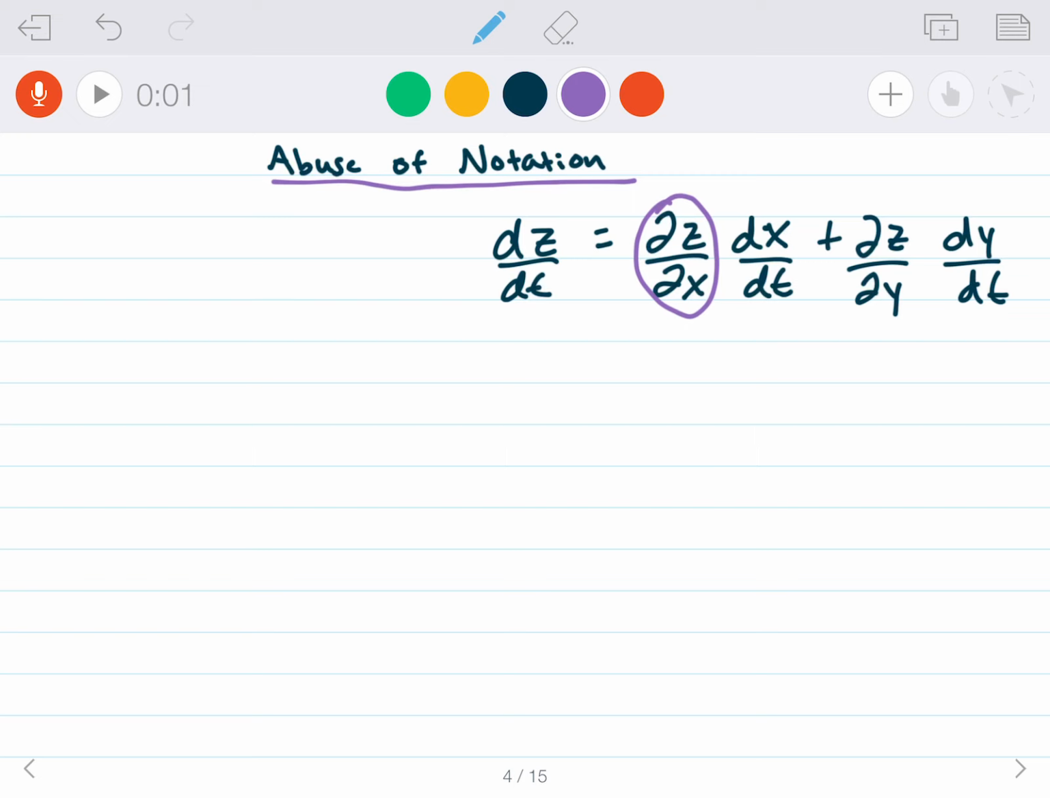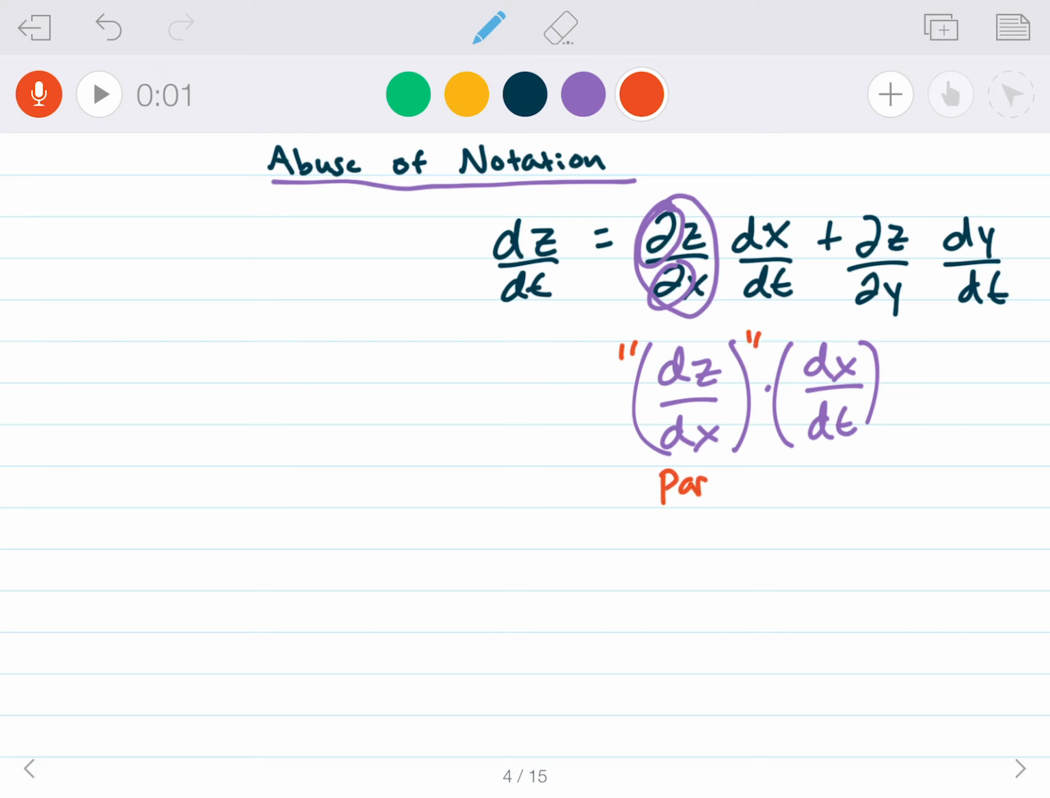Now, in this video, I am going to be sloppy and not write the partial derivative symbol. Instead of writing this symbol, I'm going to write d. So I'm going to write it like this for you guys to get intuition. Just know that this is secretly the partial derivative of z with respect to x.